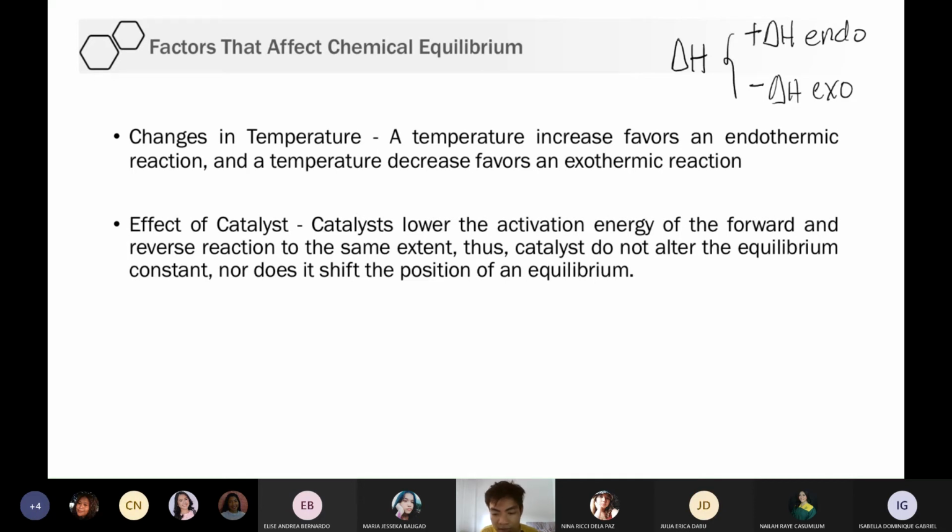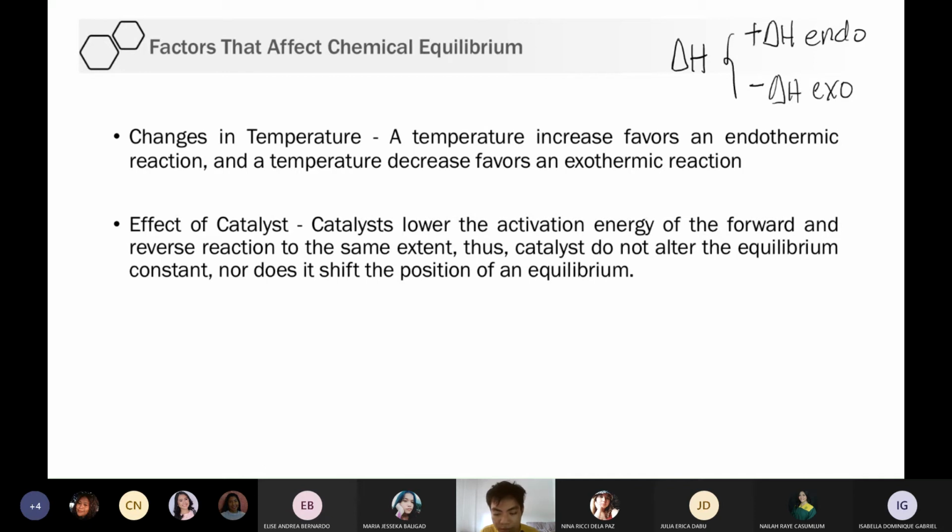And then lastly, catalyst. So if we have catalyst, it doesn't have an effect with the equilibrium position. It does not change the equilibrium position. It will only change the rate of reaction, however, at equal changes lang din. Okay, so walang effect yung catalyst pag sa equilibrium.